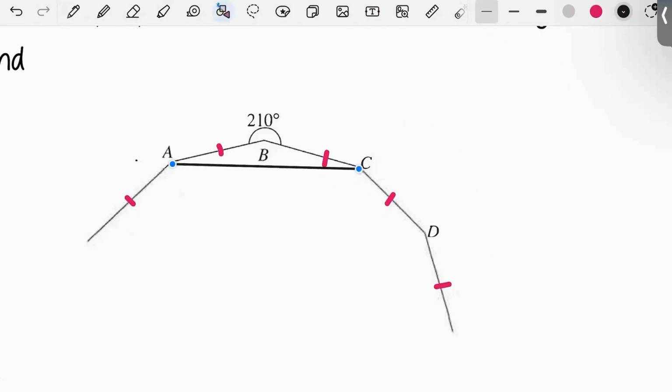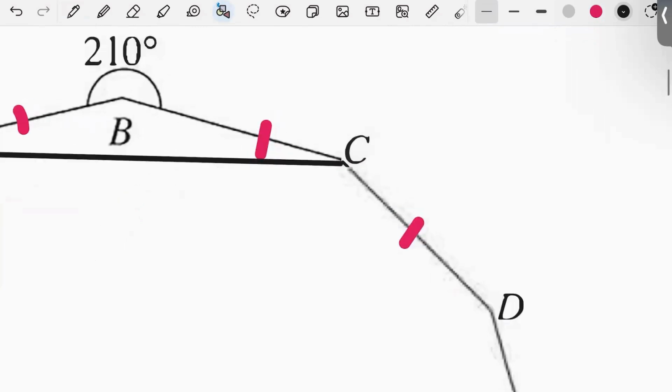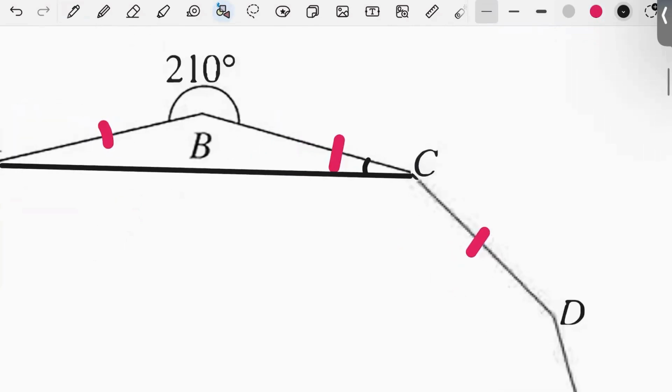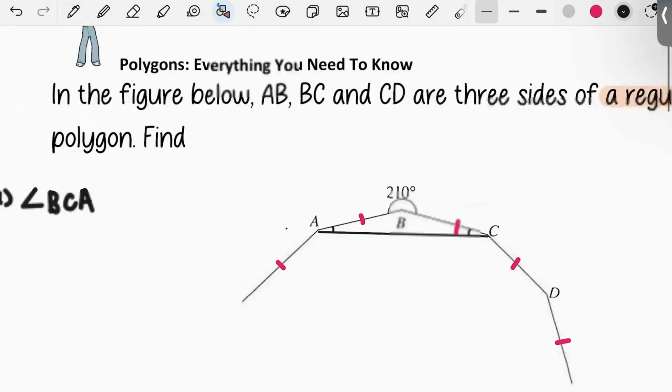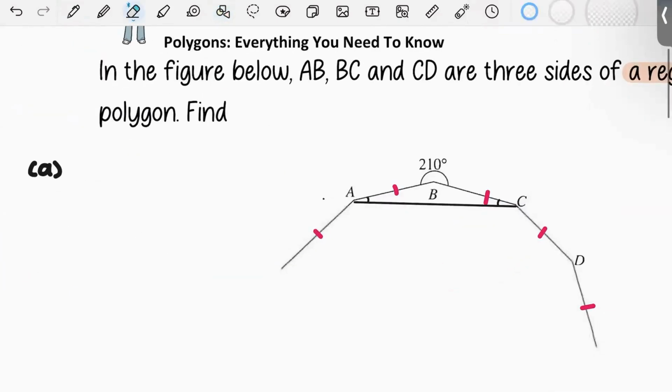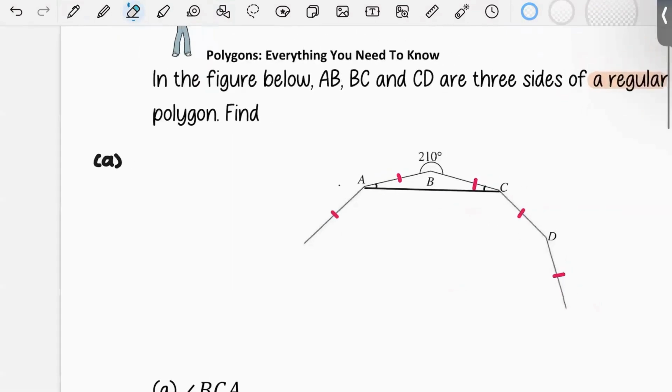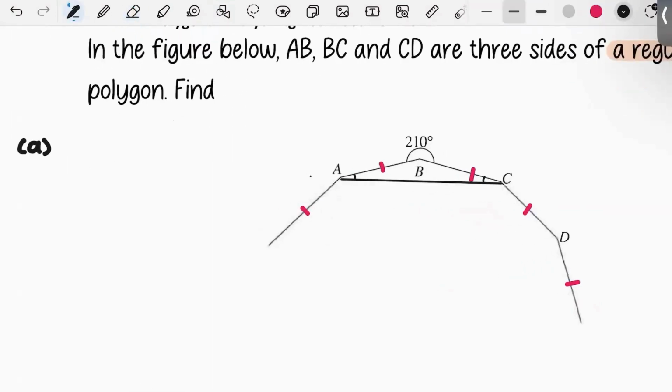See, this is exactly an isosceles triangle, right? So BCA will be this tiny one over here. You will understand that it is also equal to this one. Am I right? Before we do that, we need to find angle ABC first. Angle ABC should be easy for us because it's just this thing here. So all you need to do is 360 minus 210. It gives me 150, right?